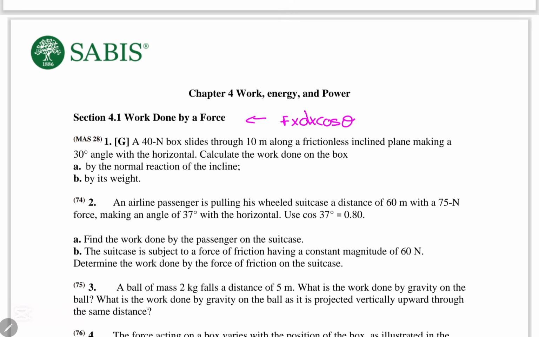Okay, so let's get started with number 1. A 40 Newton box slides through 10 meters along a frictionless inclined plane. So here we go. Let's draw what's happening. We have a frictionless inclined plane. We have a 40 Newton box, so the weight is 40 Newtons. It slides through 10 meters, so the distance it covers is 10 meters along a frictionless inclined plane, making a 30-degree angle with the horizontal. Calculate the work done on the box by the normal reaction of the incline.